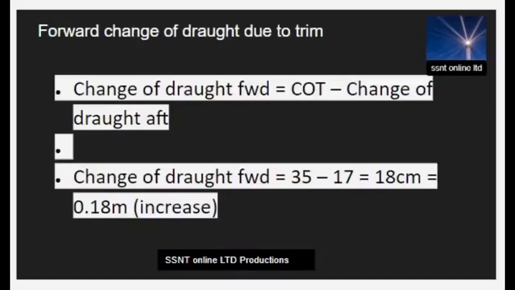We already know the total change in trim is 35 centimeters, and the change of trim aft is 17 centimeters. The change of trim forward is 35 minus 17, equal to 18 centimeters. The weight was loaded forward of the LCF, so the change is an increase in forward draft.